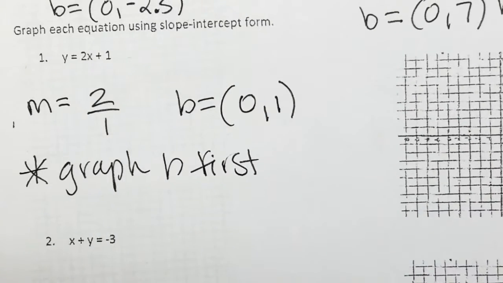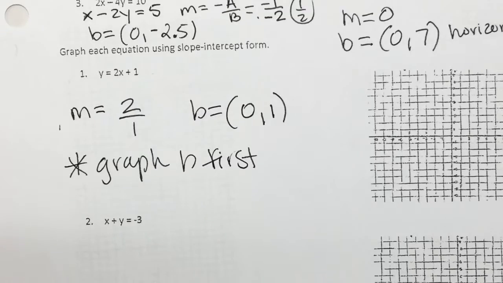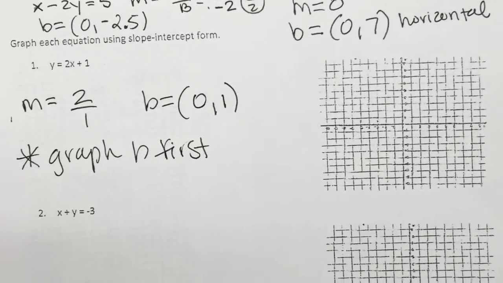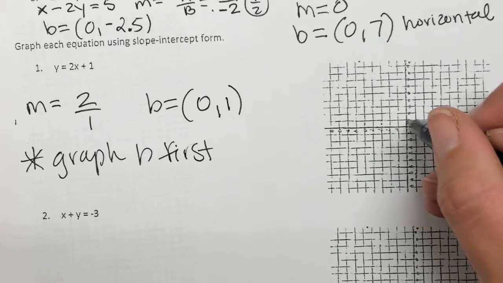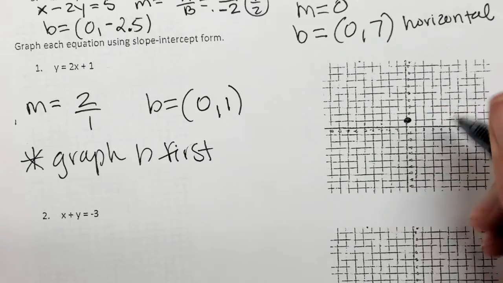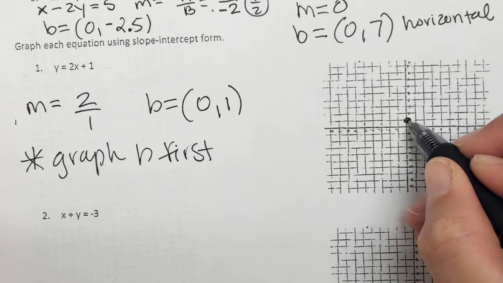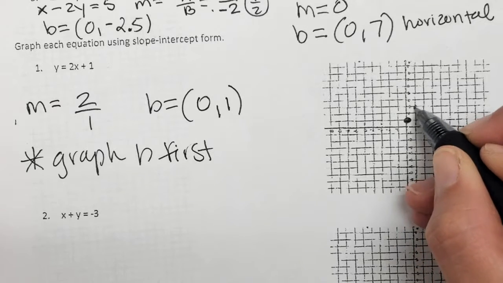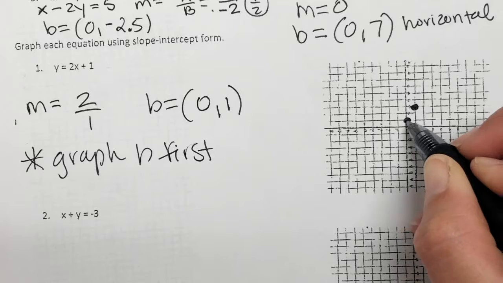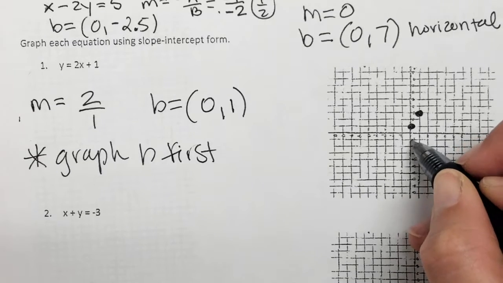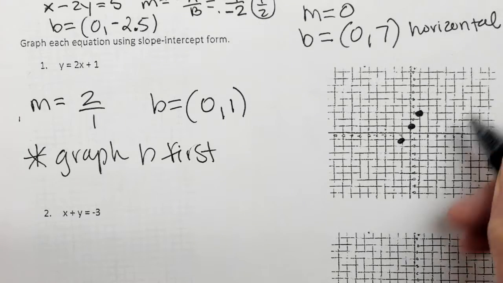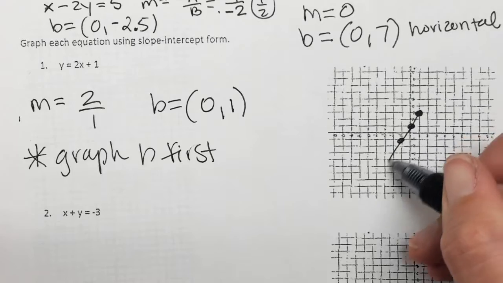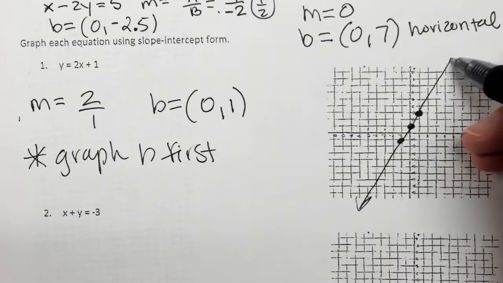And that's going to be on my graph where? Where's 0, 1 at? Good. On my y-axis at 1. And then from here, I have to go what? Up 2 over 1. Or I could go what? Down 2, left 1. Good. And you should have a ruler on your desk. Anytime you graph lines, I want you to have at least 3 dots before you graph your line. You can go ahead and graph that one.